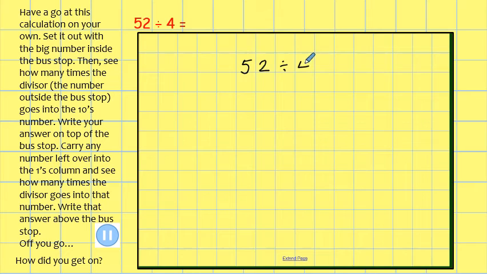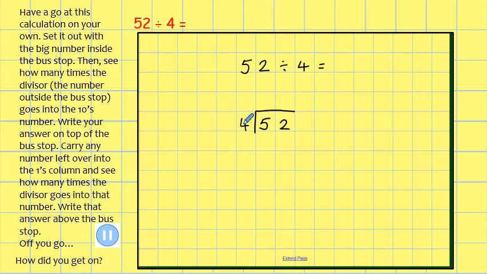Okay, so we set this one out, our big number, and that sits inside our bus stop. That's our division sign for this, and the number we're dividing by goes outside. So our sum is 52 divided by 4. So the first thing you should have done was looked at the tens number.